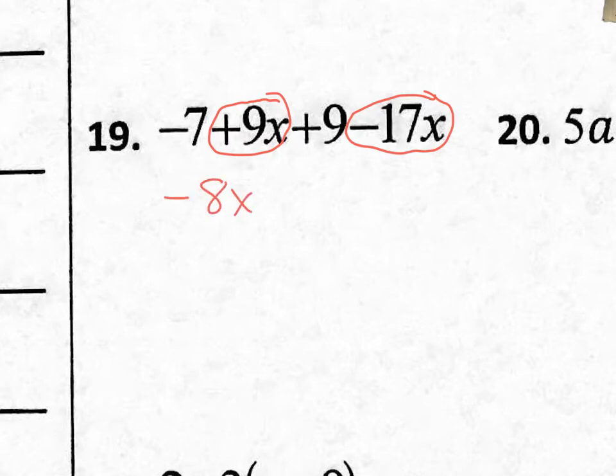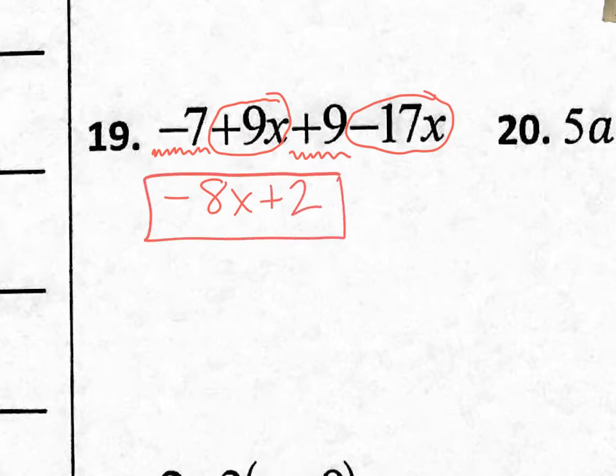And now for the numbers, I want to do a squiggly underline on the -7, squiggly underline under the 9. Again, -7 plus 9, you owe 7, you have 9. You're going to have 2 left over. So there's your answer, -8x plus 2 for number 19.